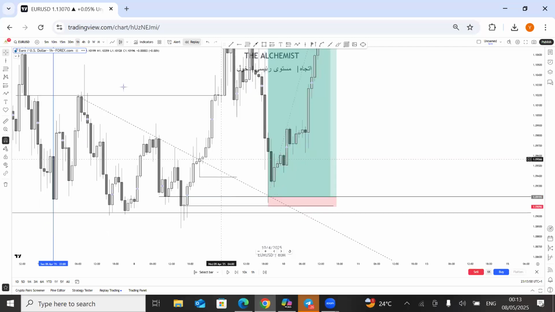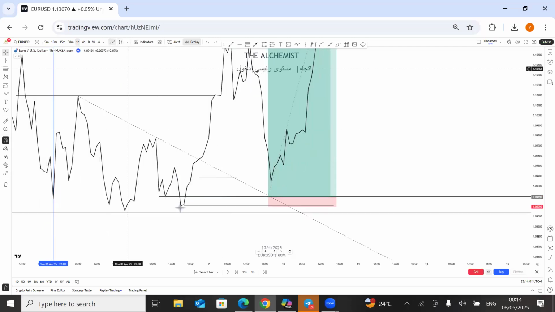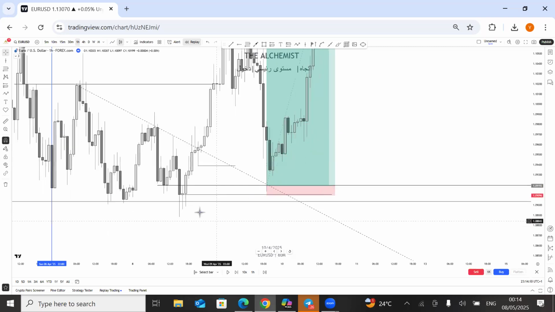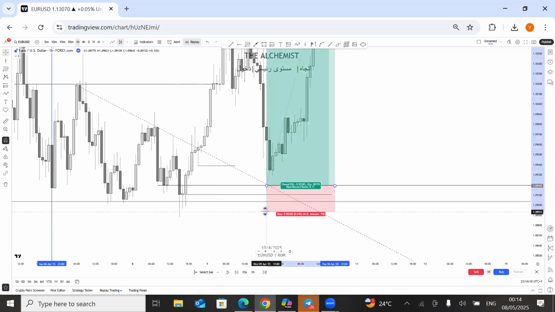And what happened? As I told you, I always look for that last resort level. I'll come again there, draw a line at that last resort level and put my stop loss below that level. Because I don't want to put my stop loss below this wick. You understand? That's very, very huge. My stop loss is here.